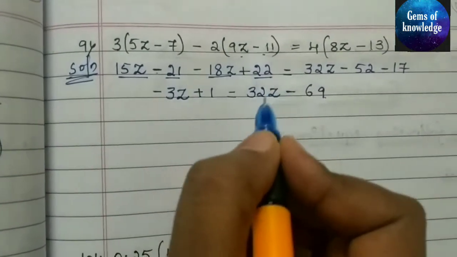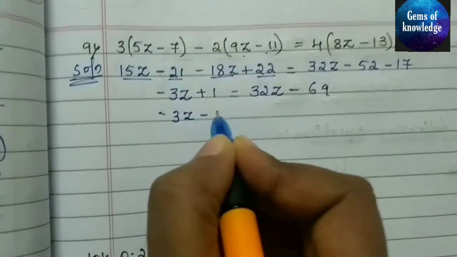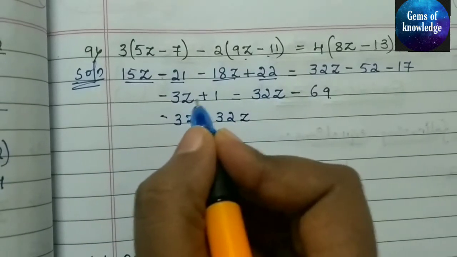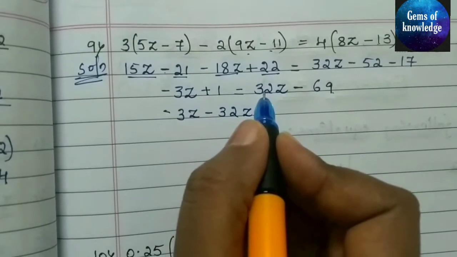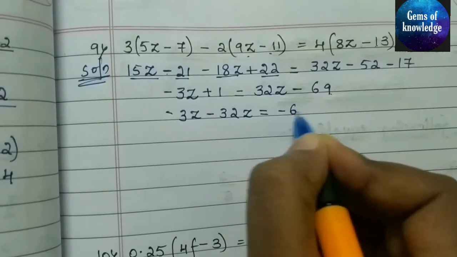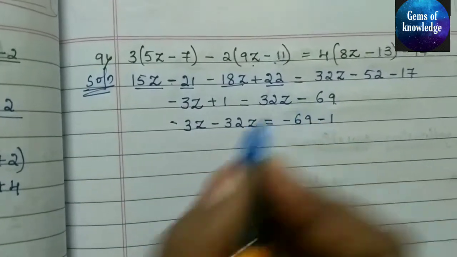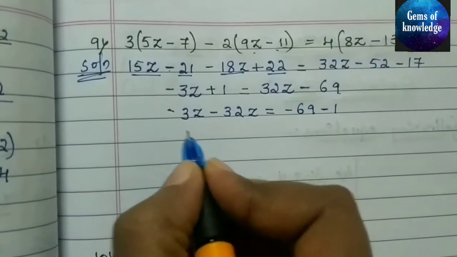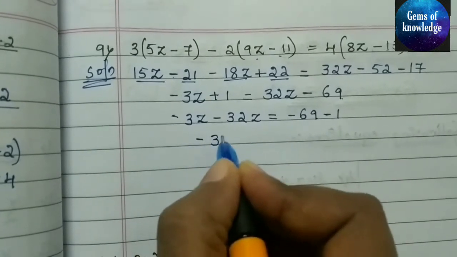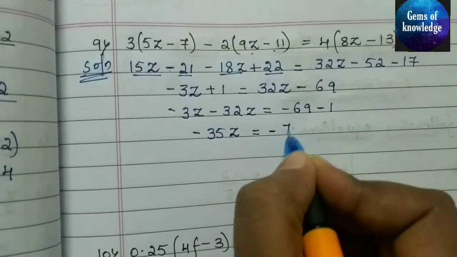Next we have to interchange the numbers. So this will become minus 3z minus 32z. Since we are bringing this 32 to this side, it will change from plus to minus, which is equal to minus 69 and minus 1. So we are bringing this 1 to this side. Next, we get minus 3z minus 32z, that is minus 35z, which is equal to minus 70.